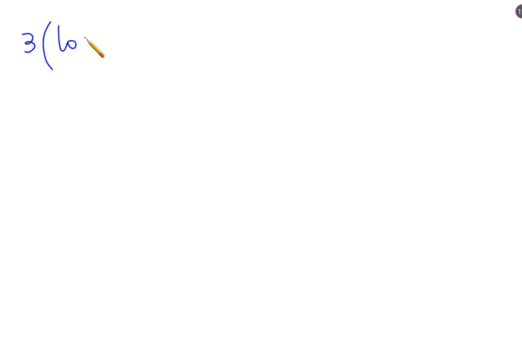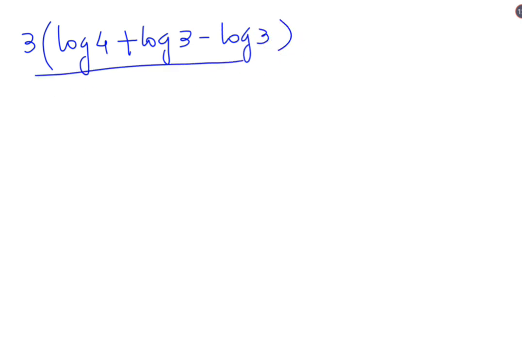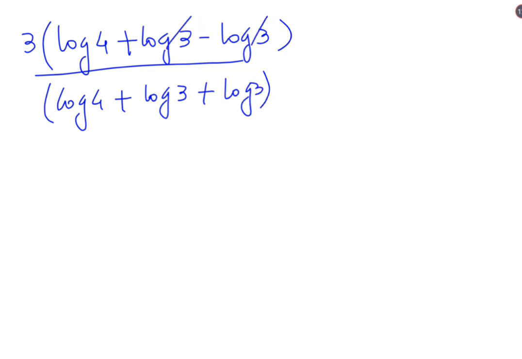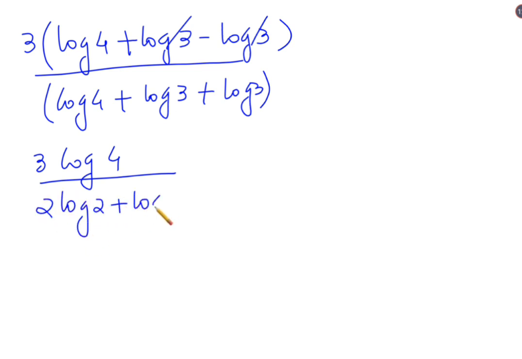Okay. So next what we can do is, we can write 3 log 12 minus log 3. So that can be written as what? Log 4 plus log 3 minus log 3. And here we had again log 4 plus log 3 plus log 3, right? Because that was log 12 plus log 3. Okay, so this and this get cancelled. So this comes out to be 3 log 4 upon, here what I can write it as what? 2 log 2 plus log 3.